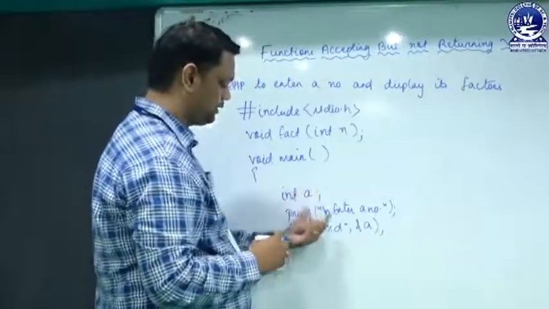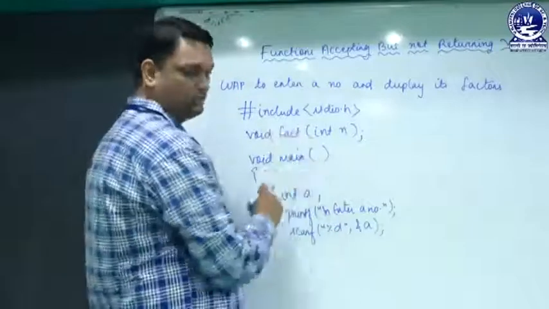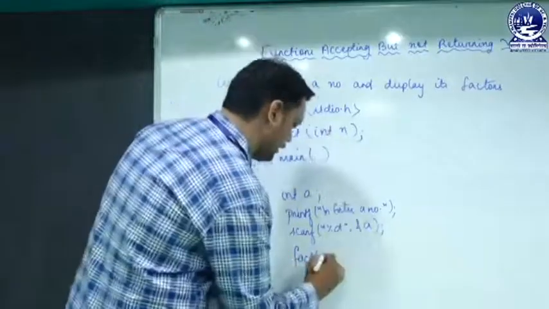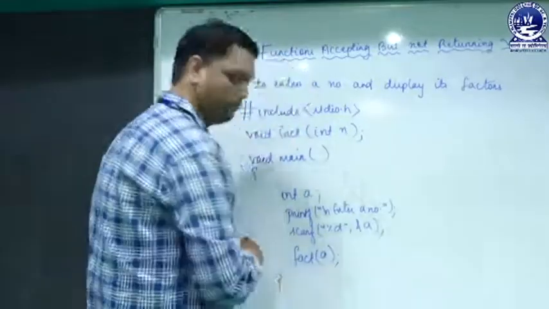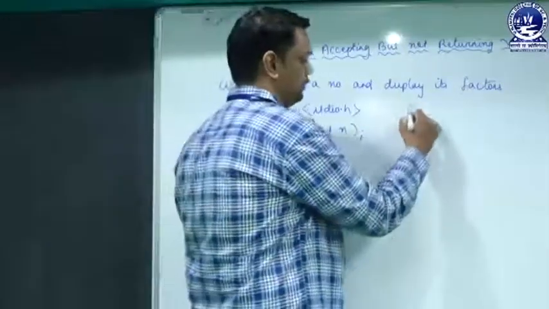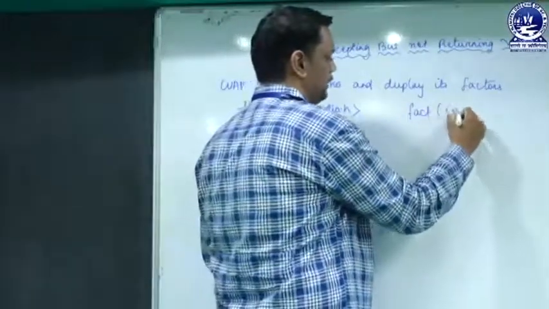Now I have to pass this value to the fact function. So how to pass it? Let us say I have written fact and I have simply written a over here. So when I write this, it will be redirected to the fact function. Let us say I have written fact int n.